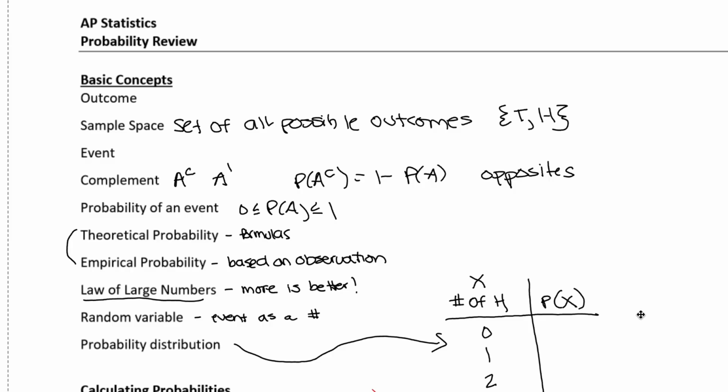Basic concepts: outcome, sample space. What is sample space? It is the set of all possible outcomes. So for example, if I flip a coin, then the only two outcomes I'm going to get are tails or heads.